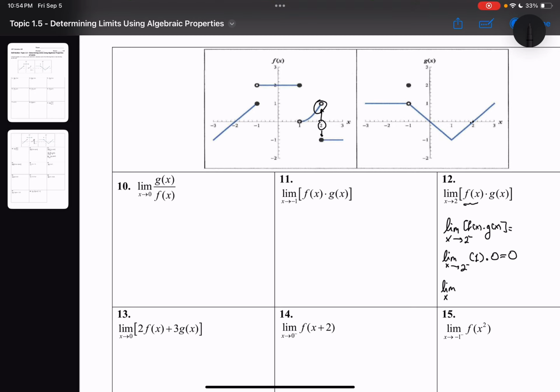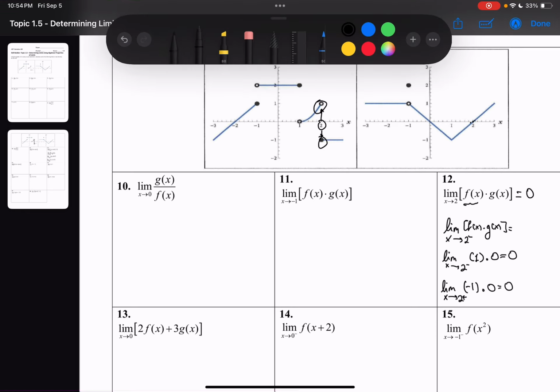Similarly, limit as x is going to 2 plus, for f it is going to be negative 1, and for g it is still going to be 0, so negative 1 times 0 is also 0. That means that the original limit that we are studying is going to tend also to 0 because the limits at both sides are equal.